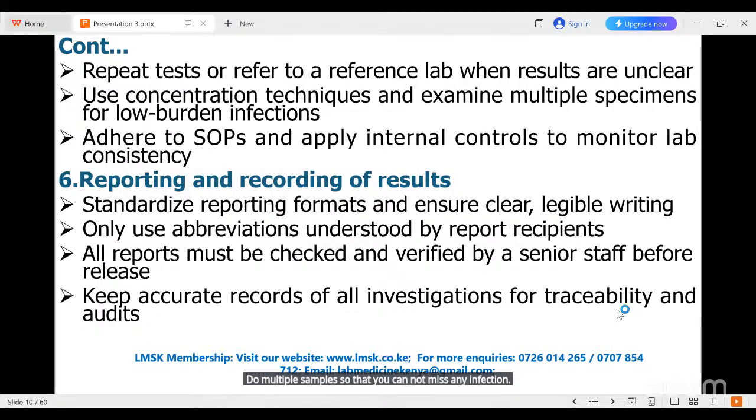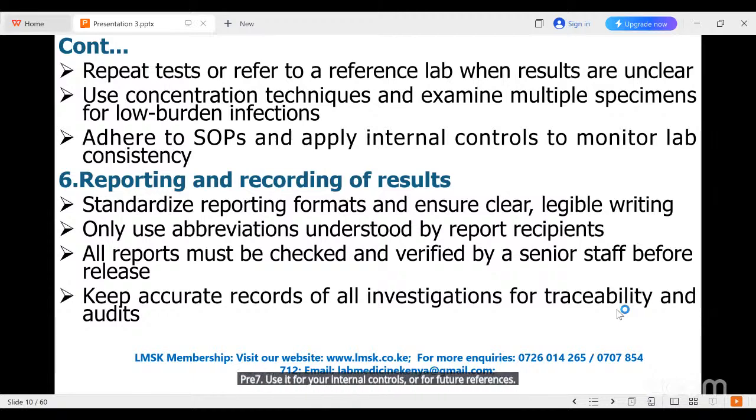Always adhere to SOPs, apply internal controls to monitor lab consistency. So that's why we say when you get an interesting sample, a positive interesting sample, always keep some of these ova and cysts. Or if you see a parasite that is very interesting, you always preserve and use it for your internal controls or for future references.